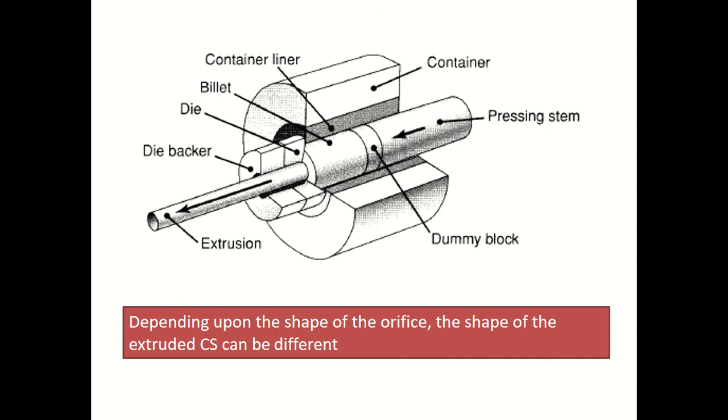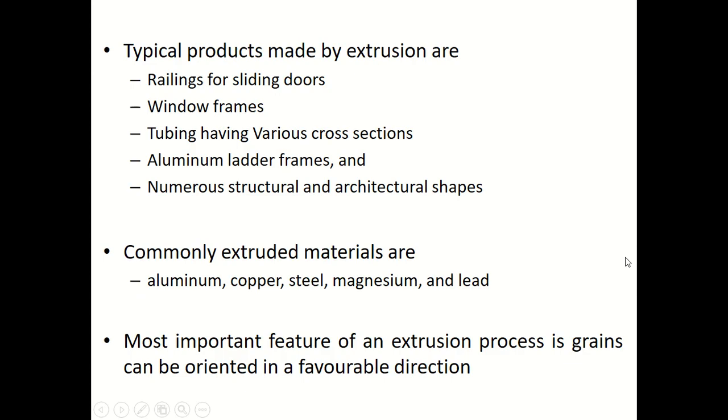Depending upon the shape of the orifice, the shape of the extruded cross section can be different. If it's hexagonal or square, whatever be the shape of the die, you will get the reduced cross section in that shape.